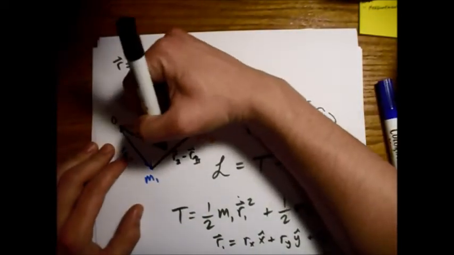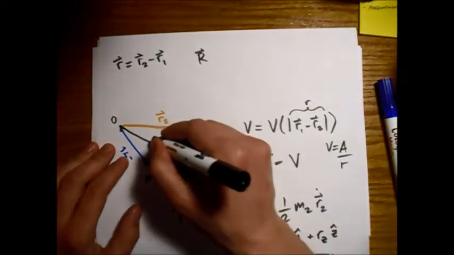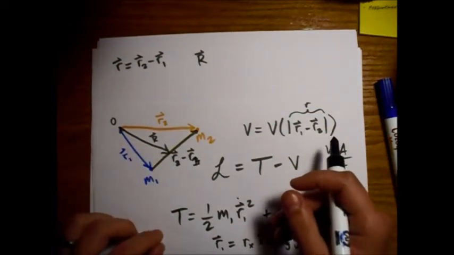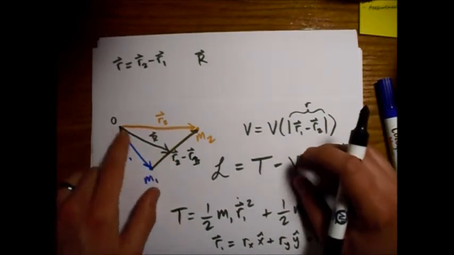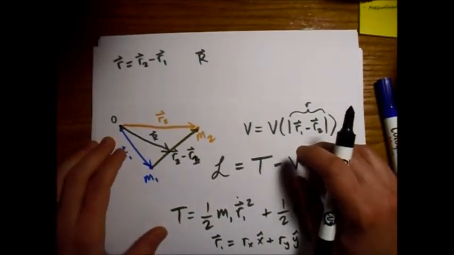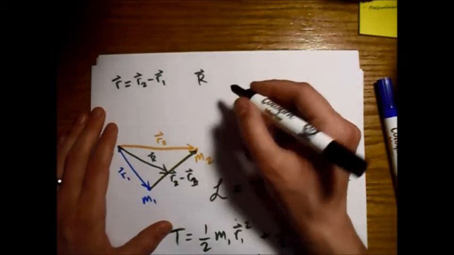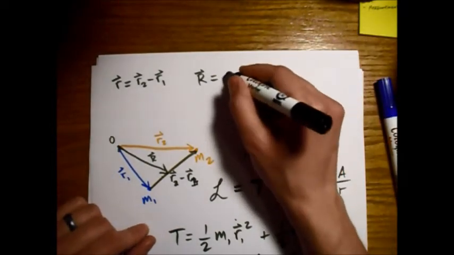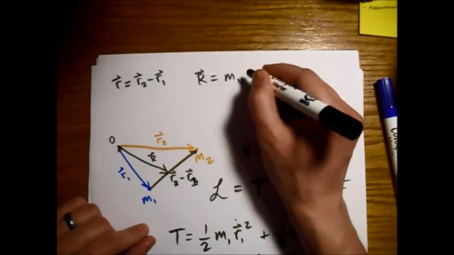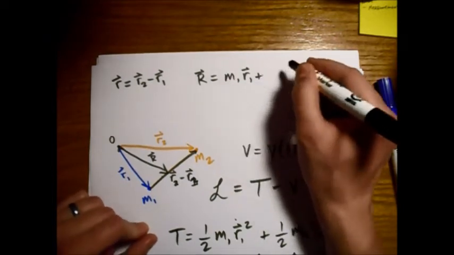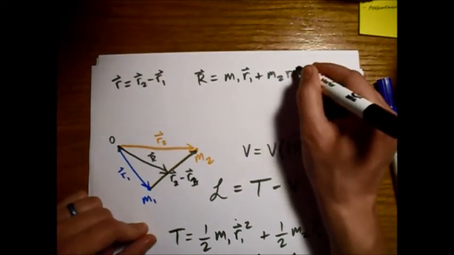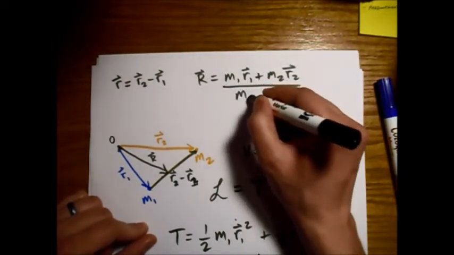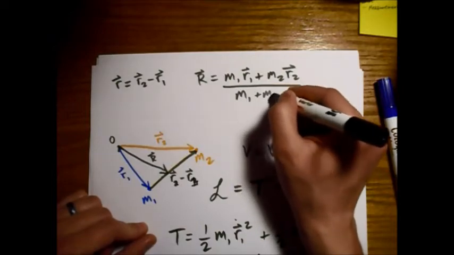So I'm just going to draw, in general, a vector of this big R here to represent the position vector of the center of mass for them. All right, and the position vector, like we said, is the weighted average of the two masses. So that's M1 R1 plus M2 R2 divided by the total mass, which is M1 plus M2.